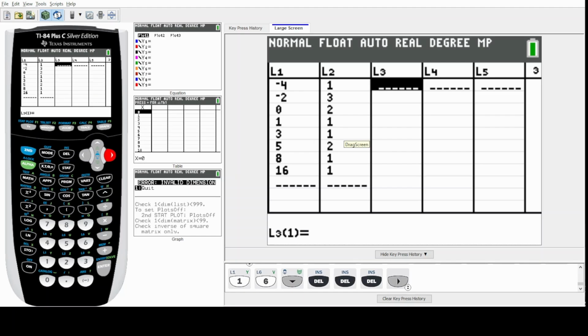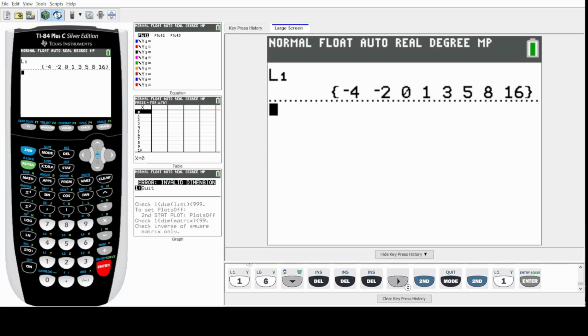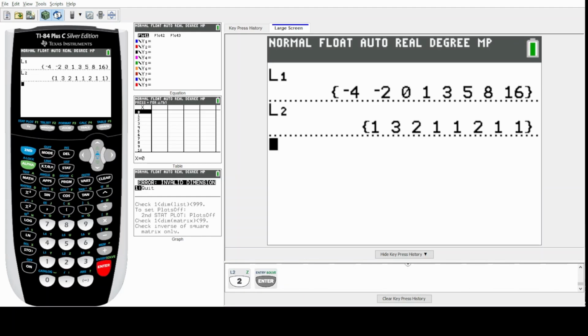Okay, now that we've done it this way, we can still do all the same things that we did before, plus more, a little bit more easily. So let's say, for example, that, well, let's go quit this, and we just want to see what our data is. So we go second L1, that shows us what's in the list of L1, second L2, and we can see this is the data that we have entered into L2.